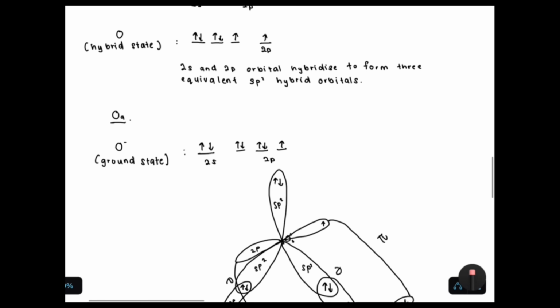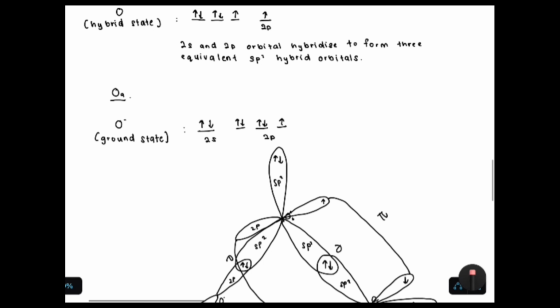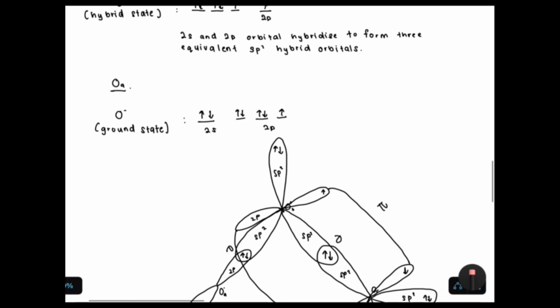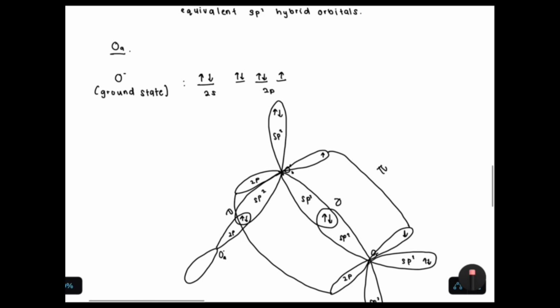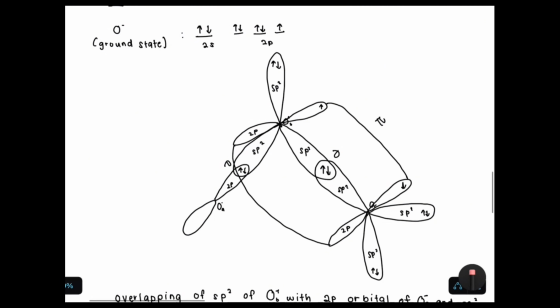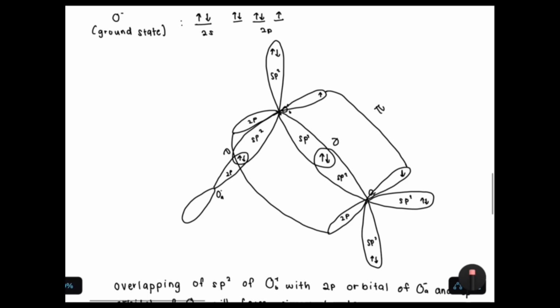So move to the terminal. OA will be O minus. So O minus will have 7 valence electrons. So this is the 2s and 2p orbital. So let's move to the drawing.